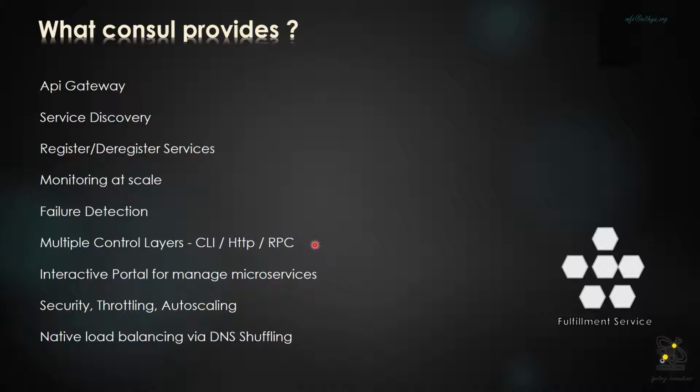Next, Consul provides multiple control layers. How are we going to control the entire cluster? You can use the CLI, HTTP APIs, or RPC internal calls. So it's a very robust control system. You can easily control your entire cluster, even thousands of machines, at your ease, and you can do it from anywhere. It also provides an interactive portal where you can see which services are running, which services are in failure states, and which key-value stores have been added. Everything you can see in the interactive portal. It's very interactive, so you can easily manage.